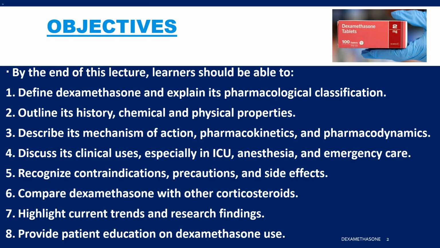Objectives. By the end of this lecture, learners should be able to: 1. Define dexamethasone and explain its pharmacological classification. 2. Outline its history, chemical and physical properties. 3. Describe its mechanism of action, pharmacokinetics, and pharmacodynamics. 4. Discuss its clinical uses, especially in ICU, anesthesia, and emergency care.